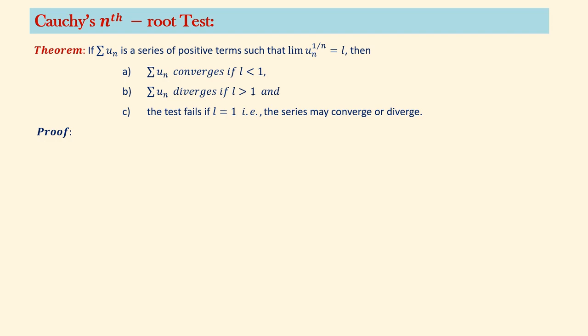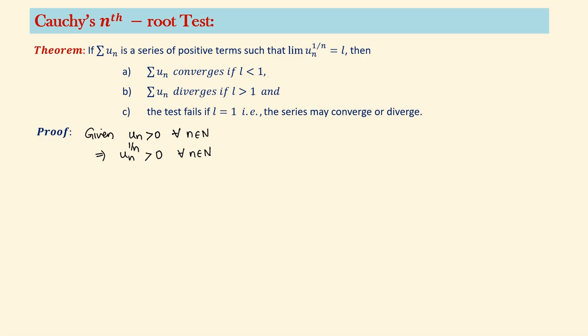So first, what is given: un is a series of positive terms. Given, uns are greater than 0 for all n belongs to N. Since all uns are positive, un power 1 by n, which is the real root if we consider, is also greater than 0 for all n belongs to N.